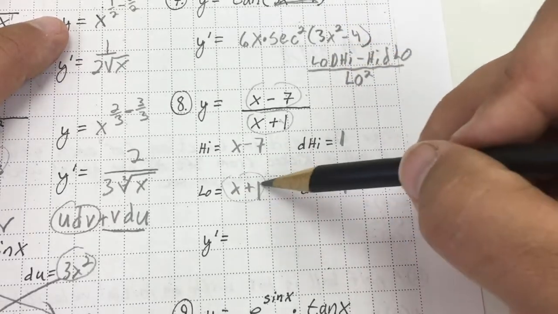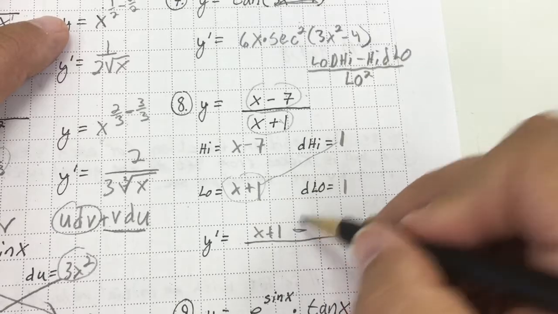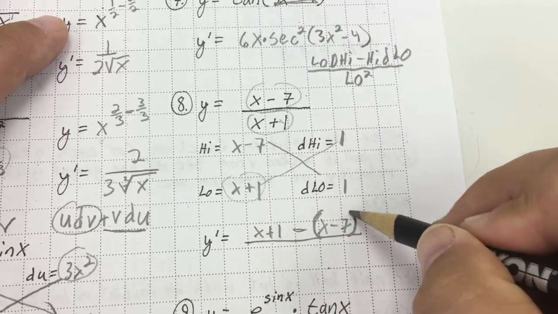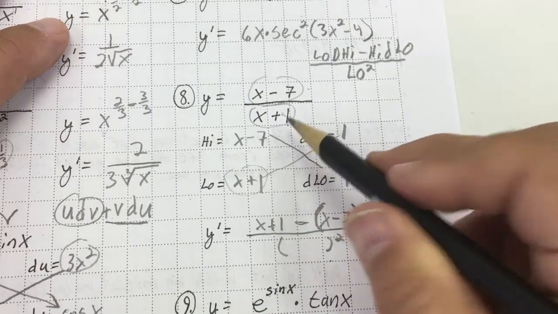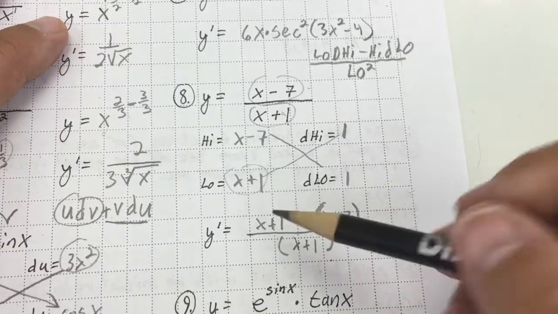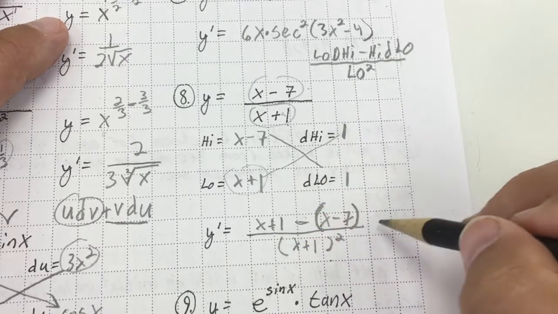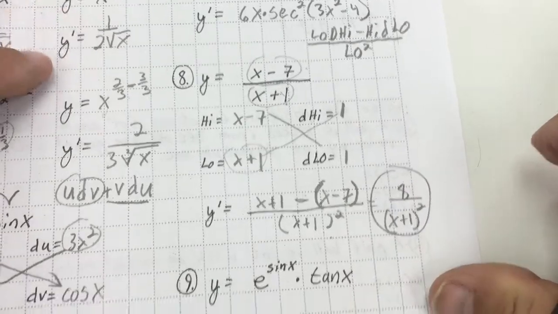Low, d high. So that's going to give me x plus 1. Minus high, d low. That's going to give me x minus 7. But don't forget, you have to put that in a quantity because you're subtracting the whole item. All over the denominator squared, it must go. So the denominator is x plus 1. If you want to, you can spruce this up. x minus x eliminates. And then 1 minus 7. So my final answer would be 8 over x plus 1, the quantity squared.